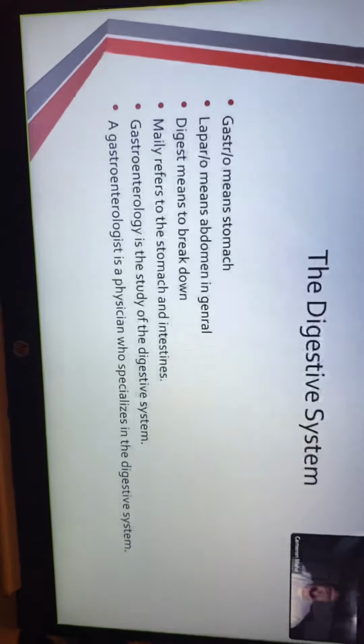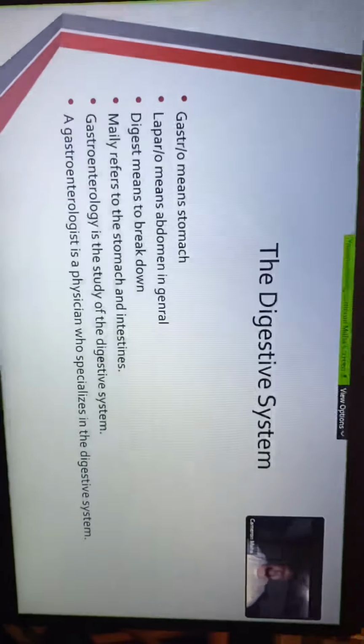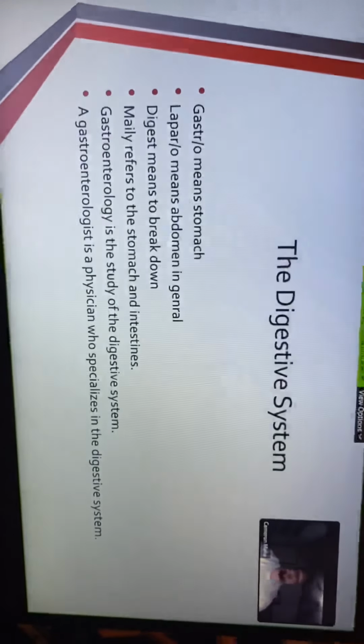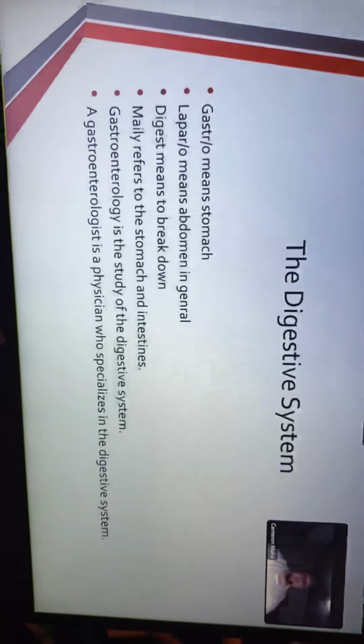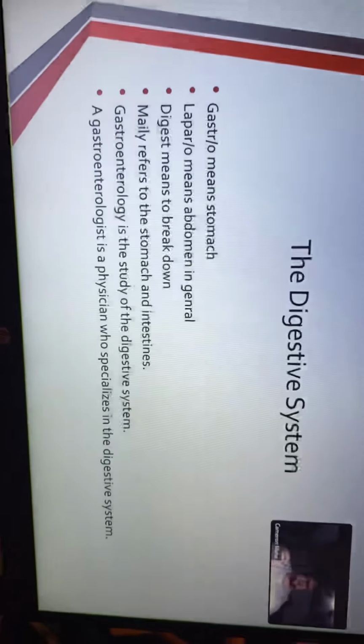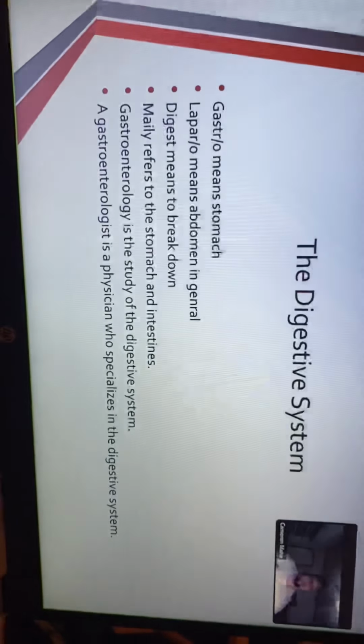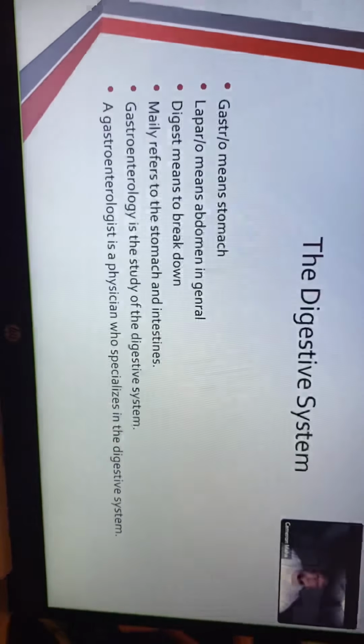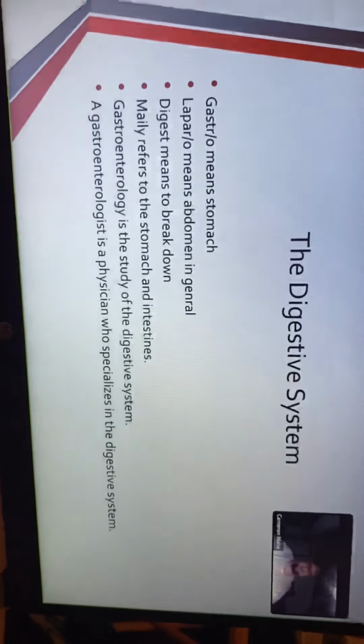The next one is lapro. This means the abdomen region in general. So we'll see this in laparoscopic surgery. And this is simply just telling us that whatever's happening is going to be taking place in the abdomen area. Next root word is digest. This means to break down.